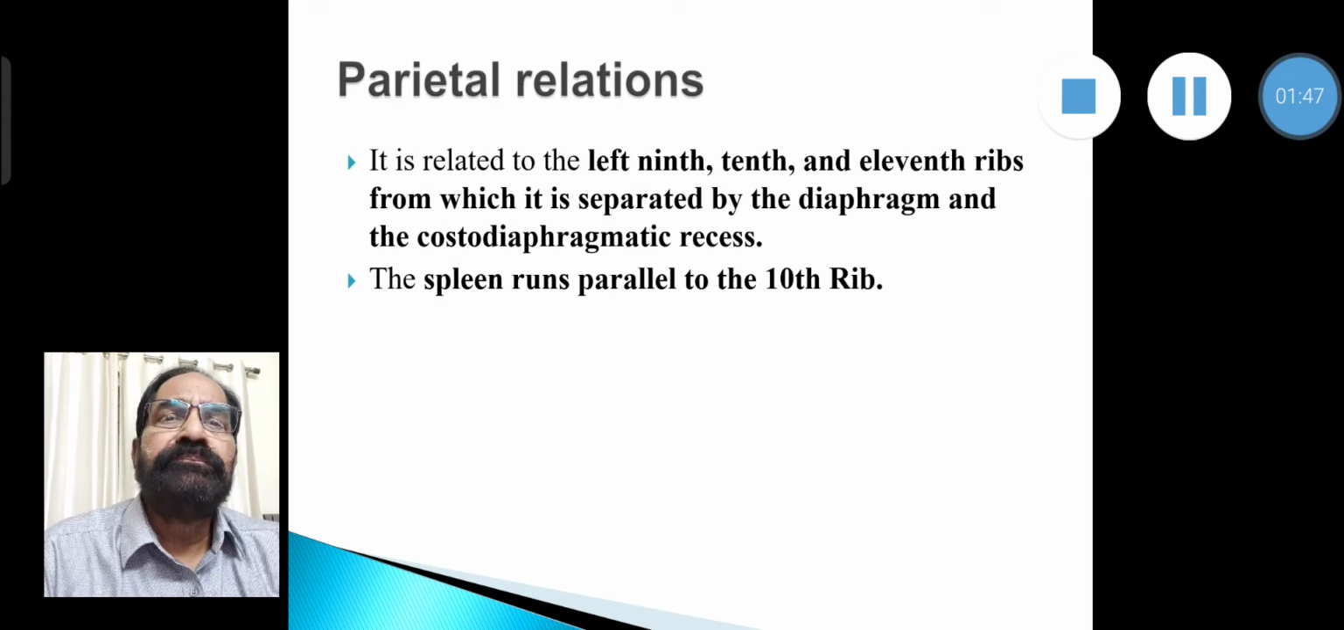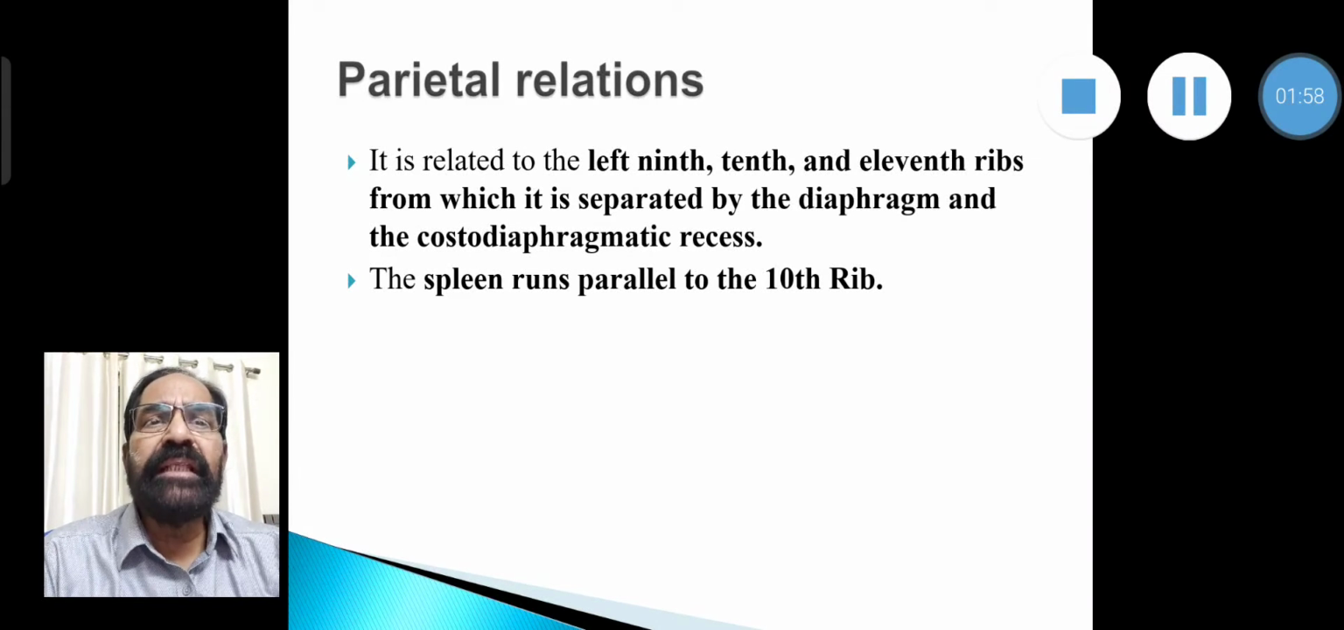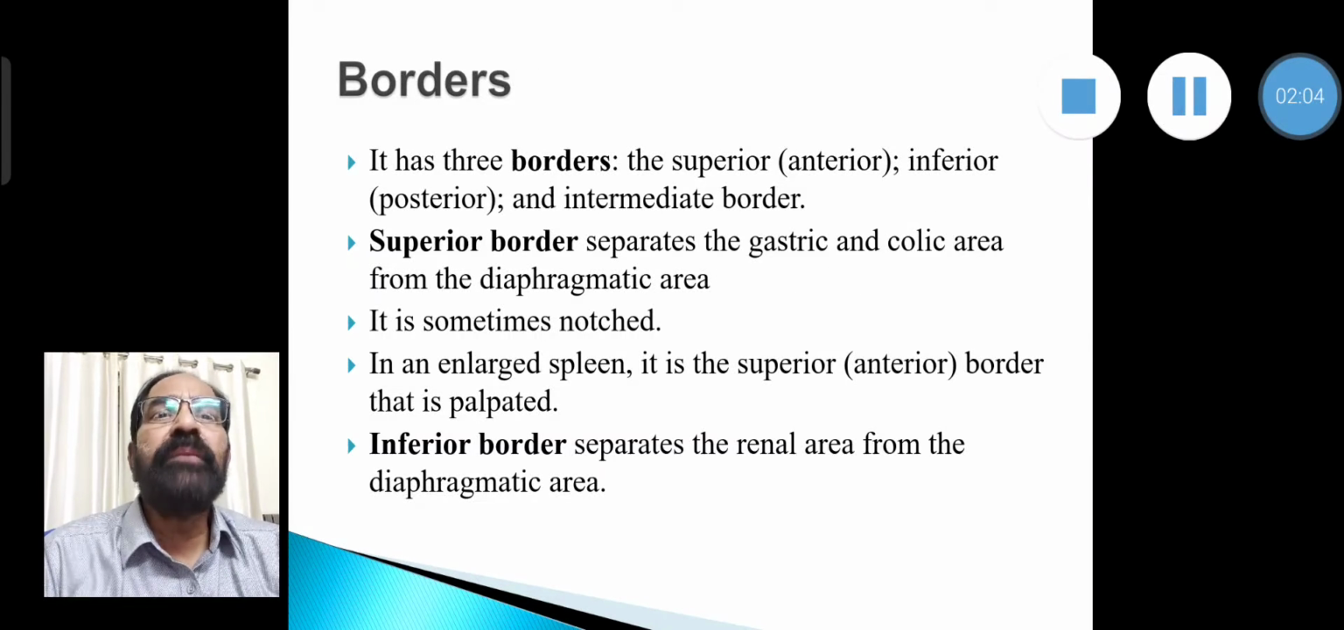Parietal relations. It is related to the 9th, 10th and 11th ribs, from which it is separated by the diaphragm and costodiaphragmatic recess. The spleen runs parallel to the 10th rib. Borders. It has three borders: superior, inferior and intermediate. The superior border separates the gastric and colic area from the diaphragmatic area. It is sometimes notched. In an enlarged spleen, it is the superior border that is palpated. The inferior border separates the renal area from the diaphragmatic area.